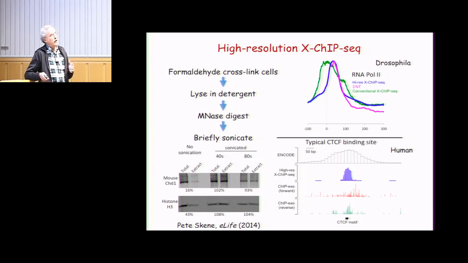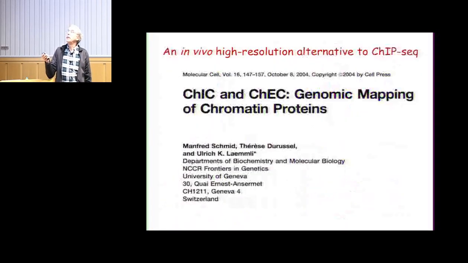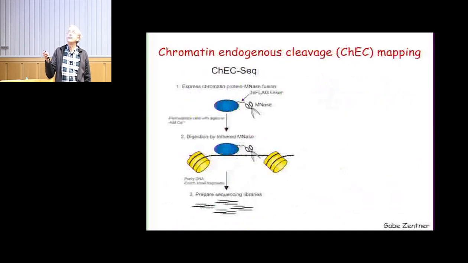And for that, we've abandoned ChIP, and we've come up with a different approach. Now, I'd like to say this is new, but it's not. This is something that was published by Uli Laemmli over 10 years ago, and he calls it chromatin endogenous cleavage, and it goes like this. We just added a sequencing readout. Everything else came from Laemmli.